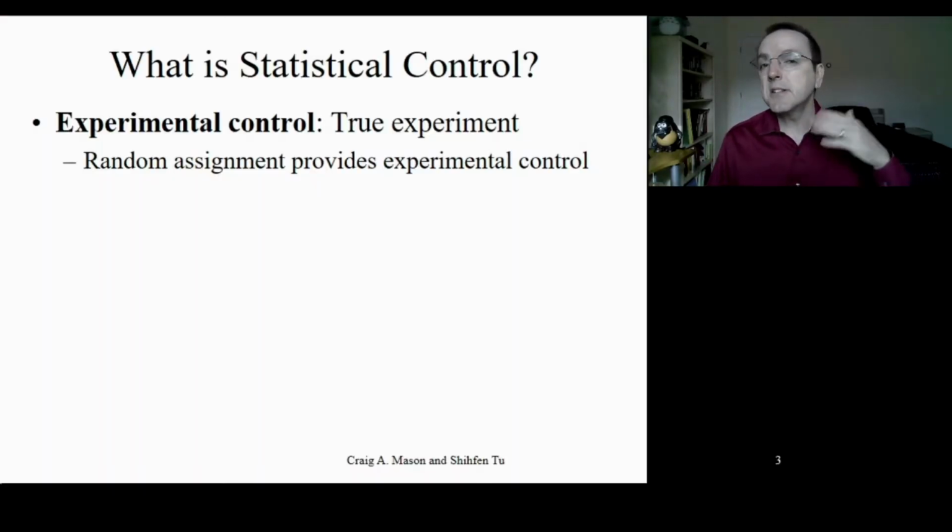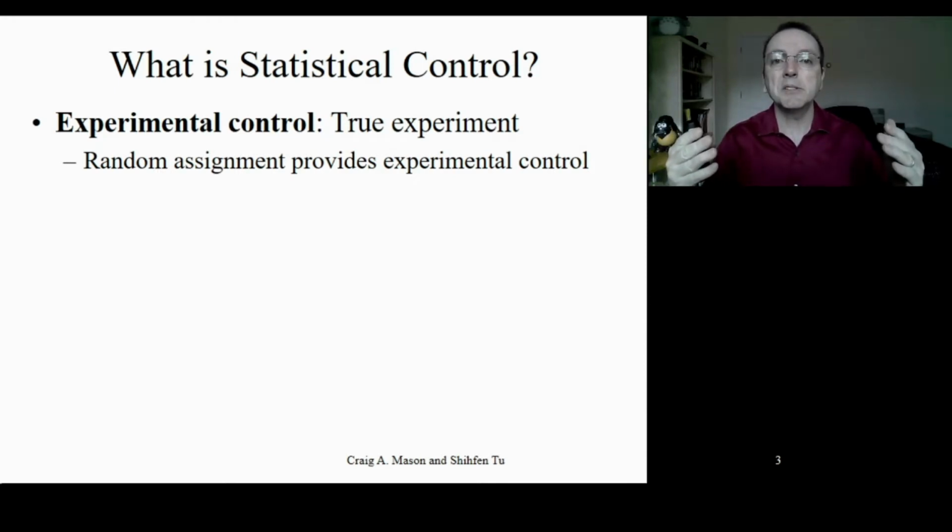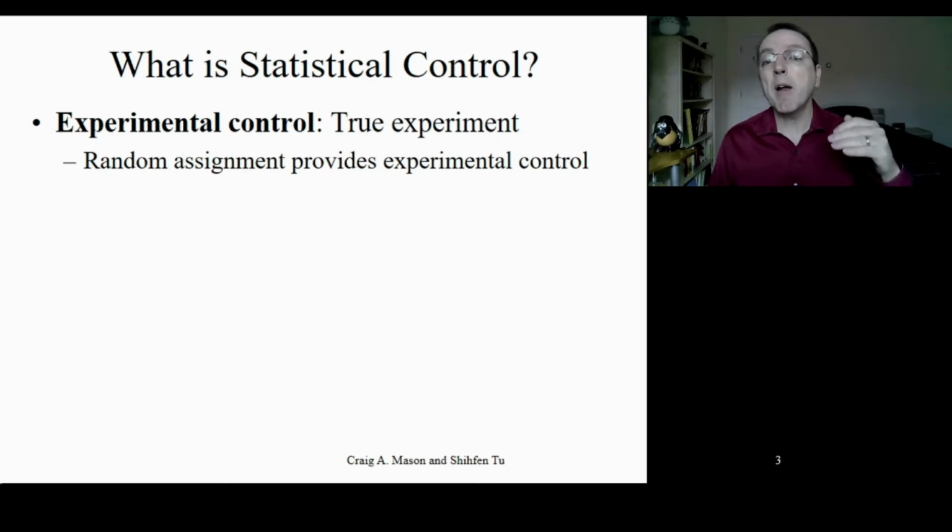To understand statistical control, it may help to briefly revisit the idea of true experimental studies where we randomly assign participants to different conditions or different levels of whatever variable we're studying. Random assignment provides what's called experimental control. For example, I'm currently involved in a study testing a new math program versus a school's current curriculum.